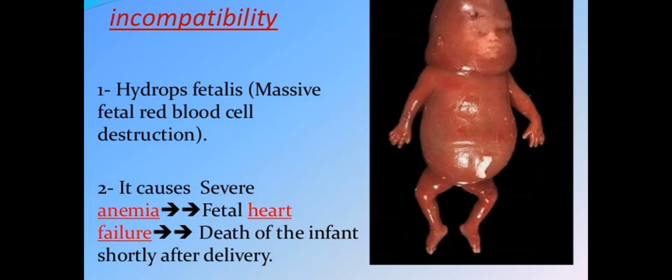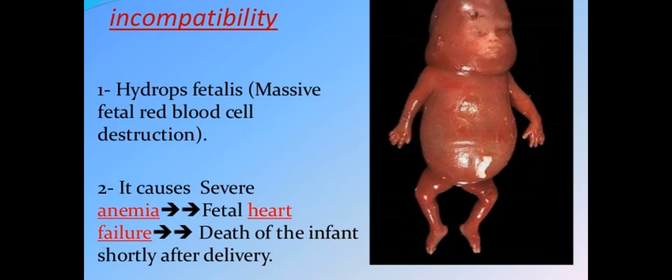Now, what is the severe form of Rh incompatibility? In severe cases, these are the complications that can occur in the fetus. First one, hydrops fetalis: massive fetal red blood cell destruction will lead to overall swelling of the fetus, all the viscera and the skin of the baby also.